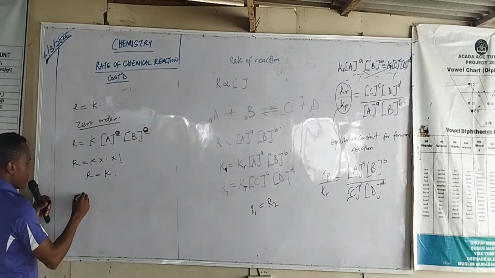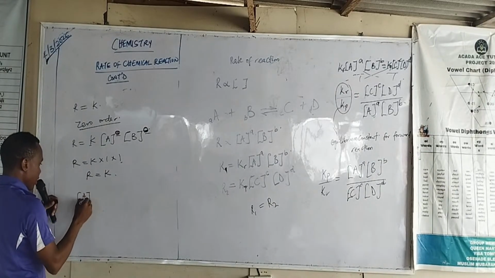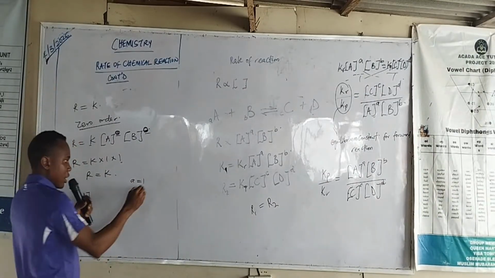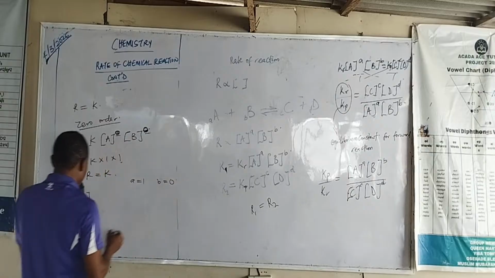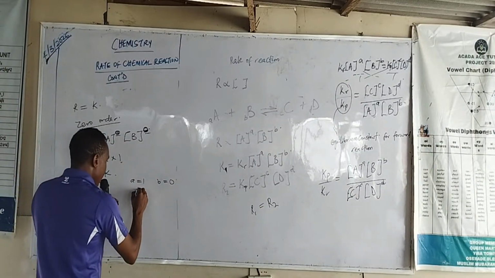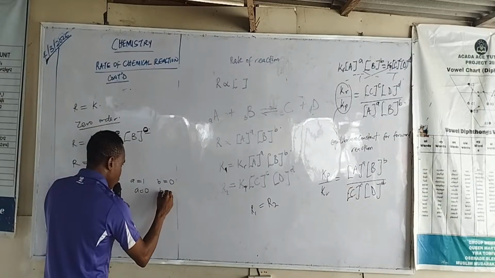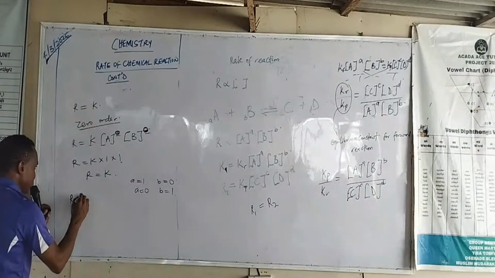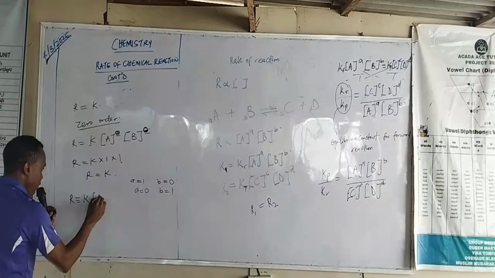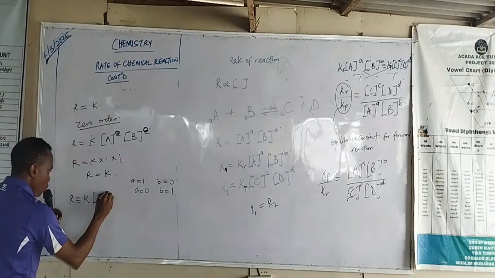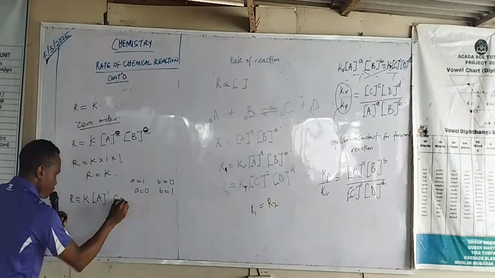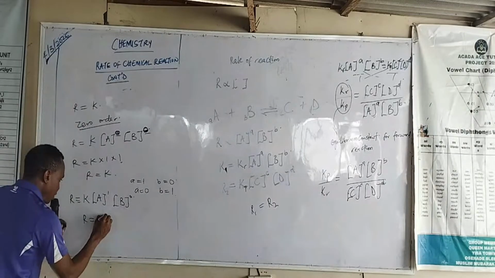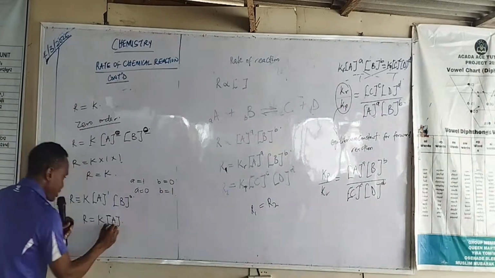Now, if the concentration of small letter A is equal to 1 and small letter B is equal to 0, or we say that A is equal to 0 or B, and B is equal to 1, at that particular point we can have our rate. The rate is K times the concentration of A, which is 1, and the concentration of B, which is 0. So our rate will only depend on one of the reactants.